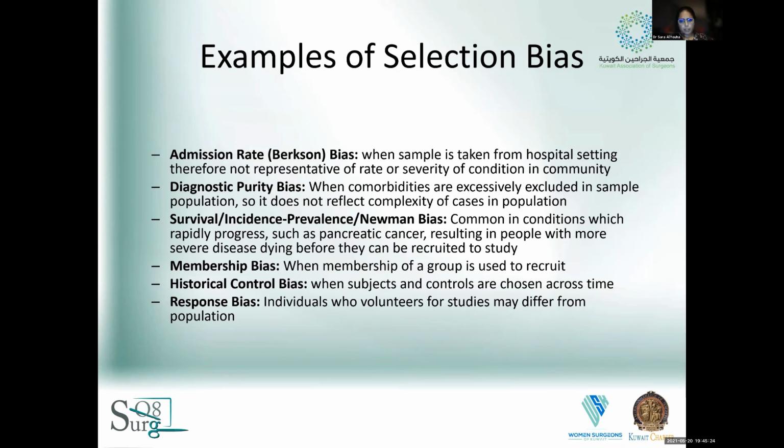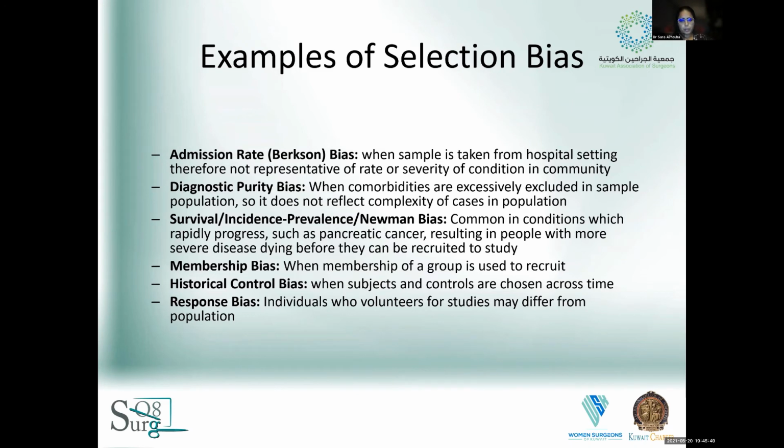You also have survival bias. You see this in conditions that are rapidly progressive, such as pancreatic cancer. So the problem with this, if you're looking at mortality for specific treatment, then patients with severe disease that die in a few weeks are usually not recruited to the study, and your study is biased because you're looking at the milder conditions.